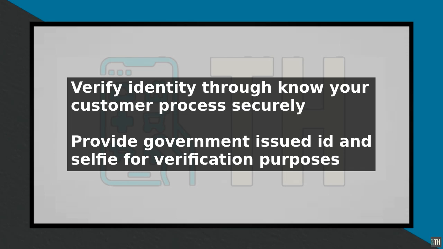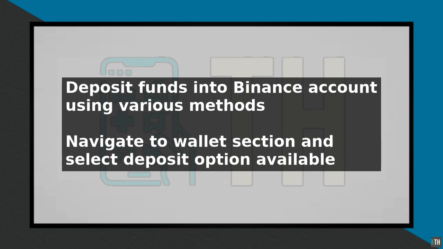Once your account is verified, you can deposit funds into your Binance account. You can do this by navigating to the Wallet section and selecting the Deposit option. Binance supports a wide range of payment methods, including bank transfers, credit cards, and PayPal.